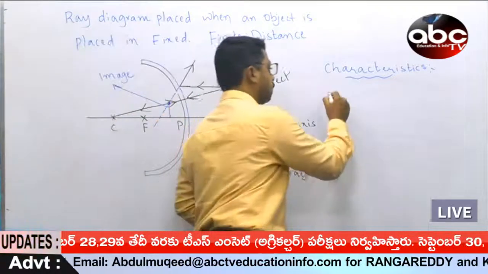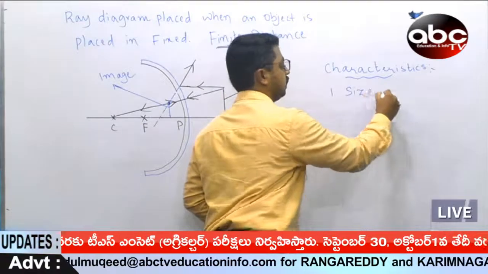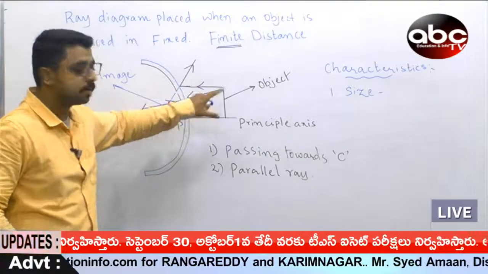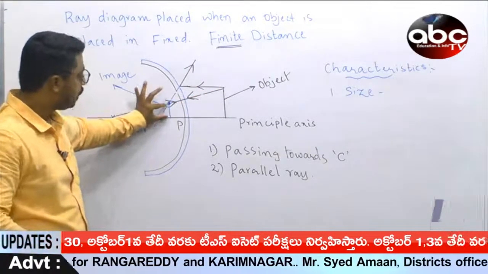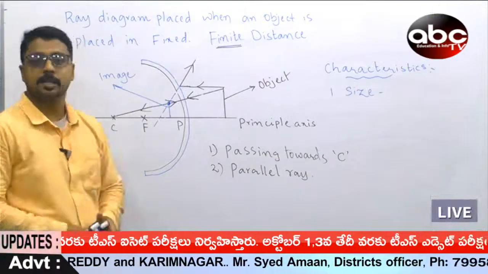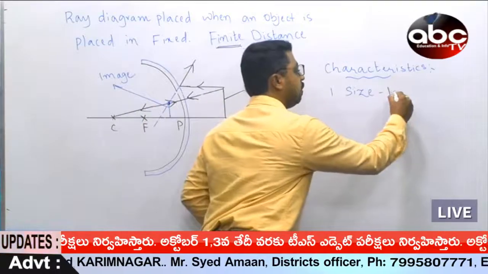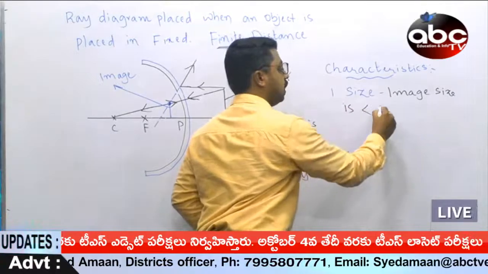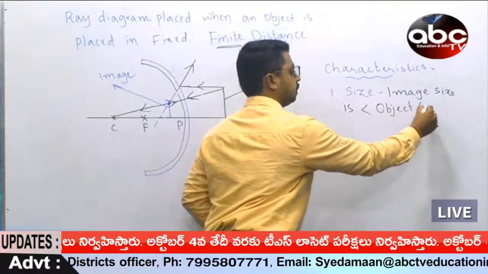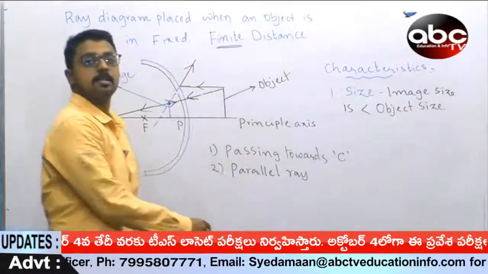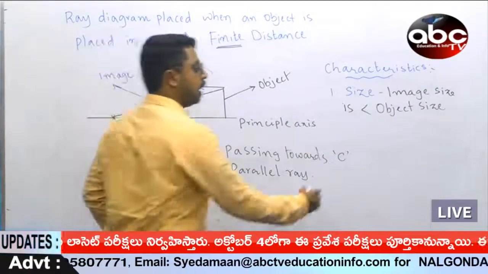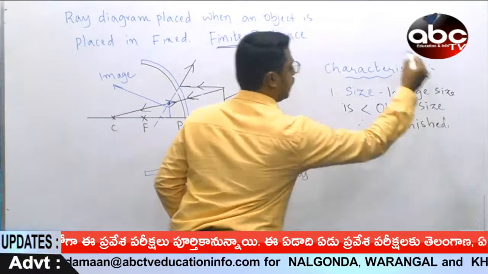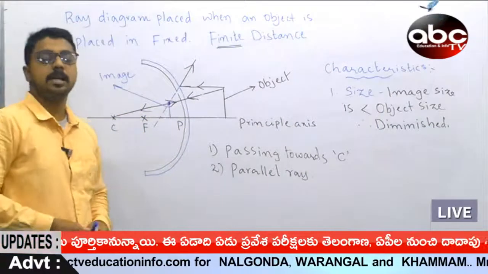The first one is called size. What are we going to expect here? The object is this much in size, whereas the image formed here is very small. So we can say the image size is less than the object size. Therefore, we can expect the image formed here to be a diminished image.